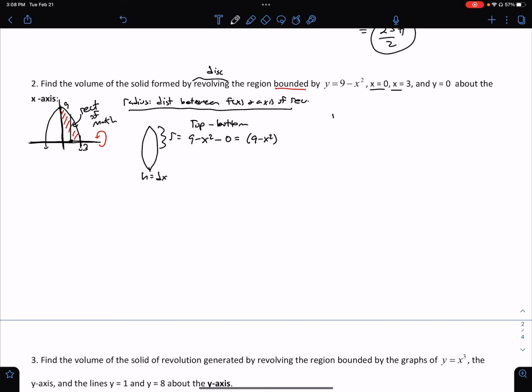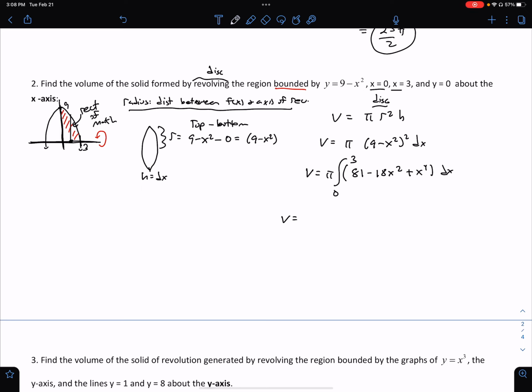So I'm going to write this out. My volume formula is just pi r squared h, because this is our disk method. My radius was 9 minus x squared, I'm going to square that, and my height is just always going to be dx. To get my volume, I'm going to square this. We're going to get 81 minus 18x squared plus x to the fourth. I'm just going to expand that, and now I'm going to integrate this, and we only want to do the bounds between 0 and 3. That's all I'm interested in, between 0 and 3.